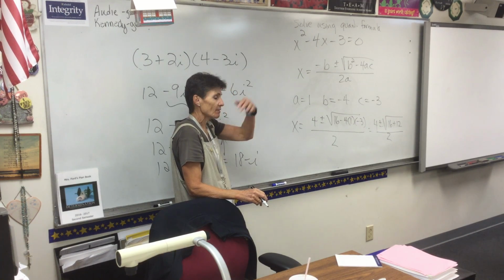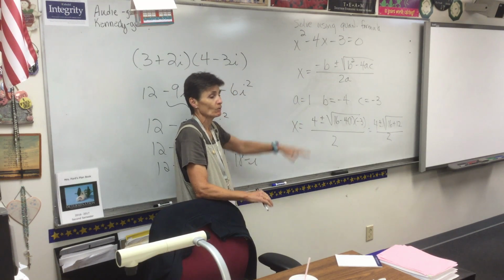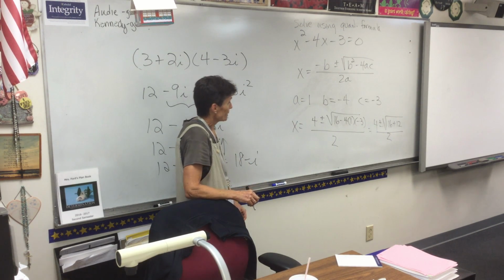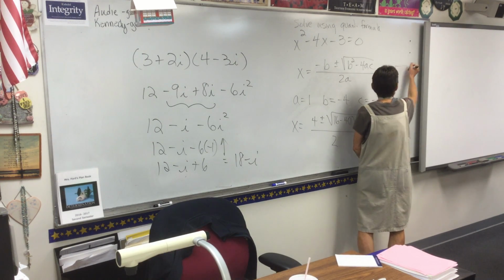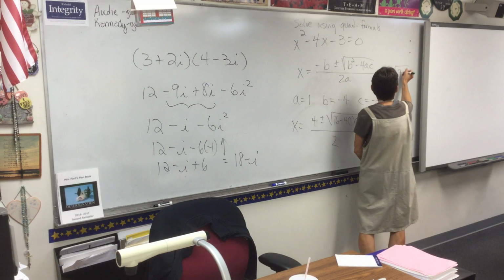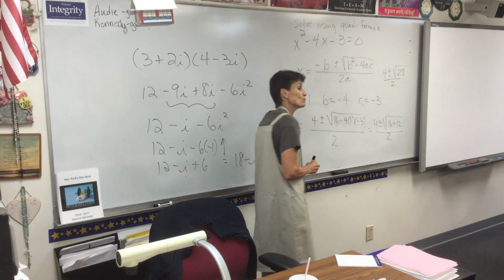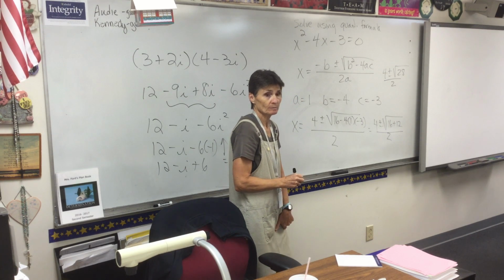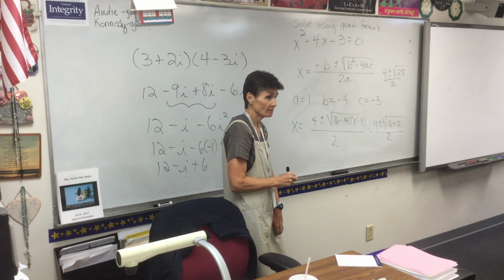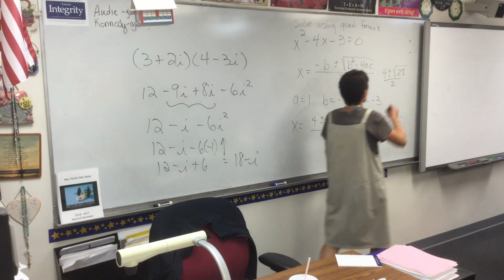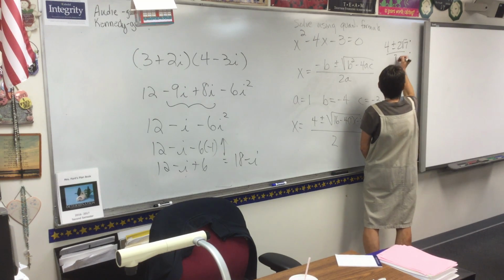Now when we're doing this together and I'm up here yakking away, nobody makes mistakes. Be careful on your own. So that's going to be 4 plus or minus the square root of 28, which is 2 root 7. The square root of 28 breaks down. It's 2 times 2 times 7. So 4 plus or minus 2 root 7 over 2.